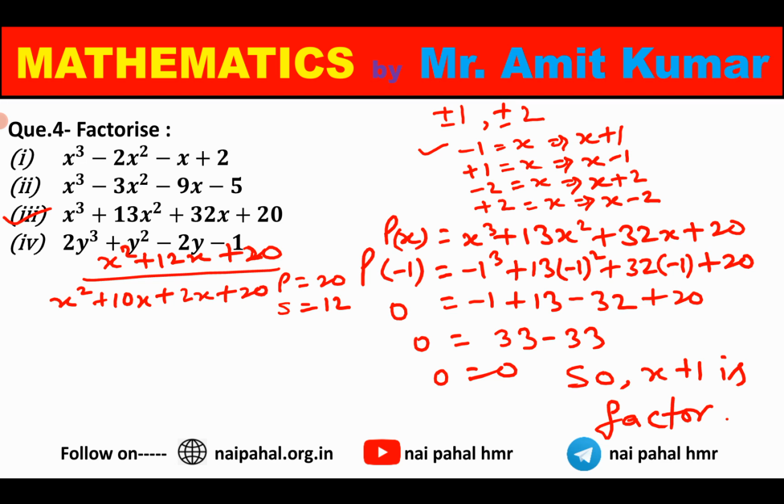So we have taken out the first factor. Then we have to divide x cube plus 13x square plus 32x plus 20 by x plus 1. How many times should we divide first? X square times. So it will become x cube and plus x square. If we subtract it, then we will get 13 minus 1 will be 12x square. And copy down the next part, 32x plus 20.